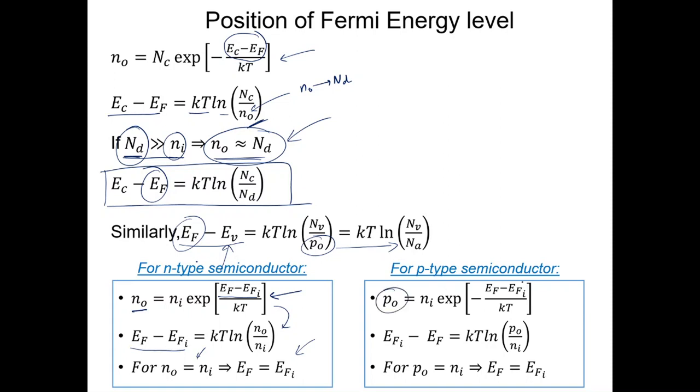For hole concentration, you can write that in terms of the difference between the Fermi energy level and the intrinsic Fermi energy level. And you can rewrite this: the difference between the intrinsic Fermi level and the Fermi level is kT ln(p0 divided by ni). And as I said, if this is heavily doped n-type and the n-type doping is greater than ni, you can also write this as ND, and in this case you can also write this as NA.